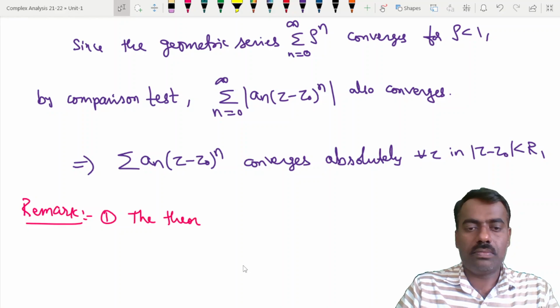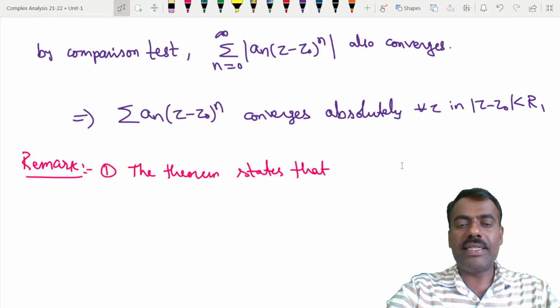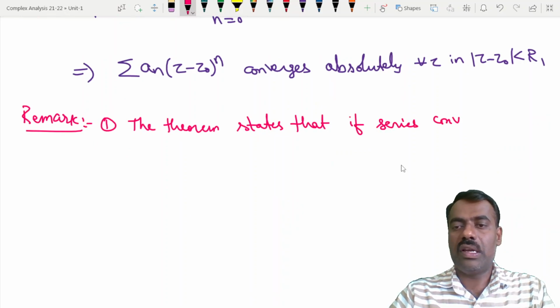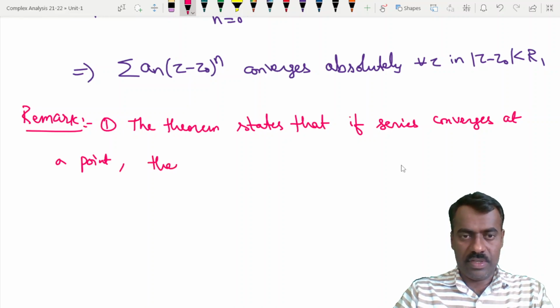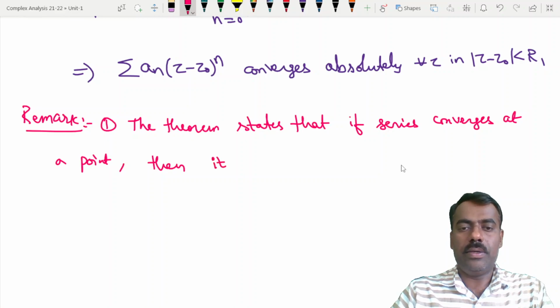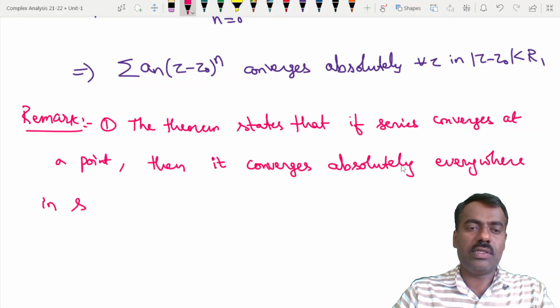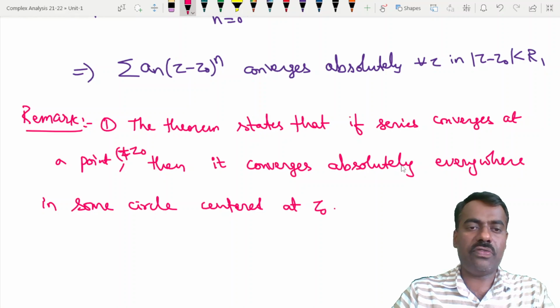The theorem says that there exists a circle inside which the series converges everywhere absolutely. The theorem states that if a series converges at a point, even at one point other than z naught, then it converges absolutely everywhere in some circle centered at z naught. This is different from z naught.